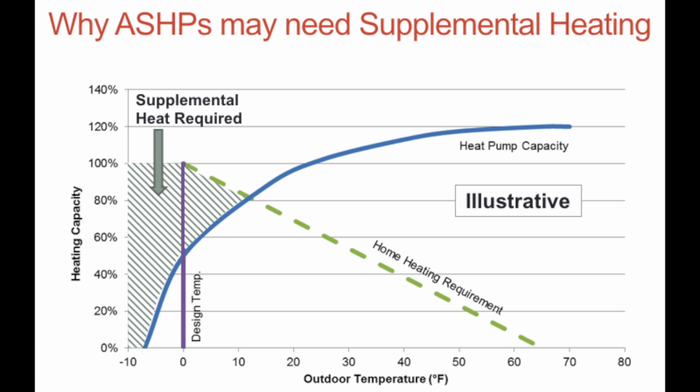In this figure, you can see that the green home heating load line crosses the air source heat pump capacity line at a temperature that's well above the design temperature. What that effectively means is that at temperatures below 10 to 15 degrees Fahrenheit in this case, you will need some kind of supplemental heating system to assist the heat pump in heating the home. There are two ways that can be done. You can leave in place your existing fossil fuel heating system, or you can use electric resistance backup.